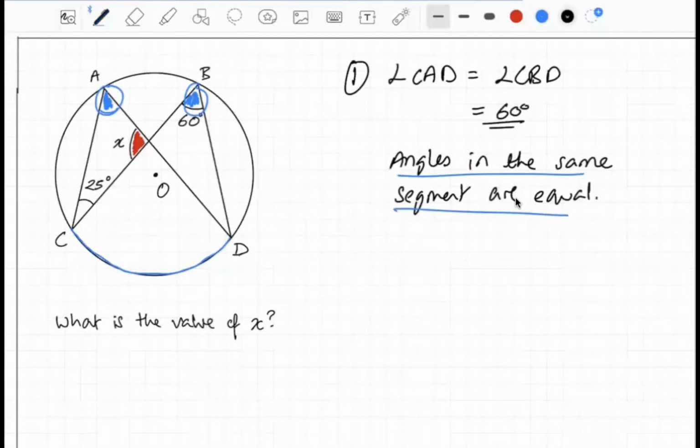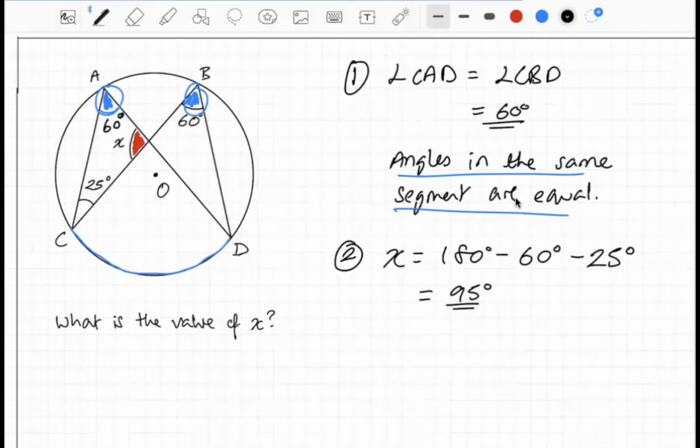Cool. So now that we know that CAD is 60 degrees, we're going to fill that in. So X is therefore going to be 180 minus 60 minus 25. So X is going to be 95 degrees because the angles in a triangle, of course, sum to 180.